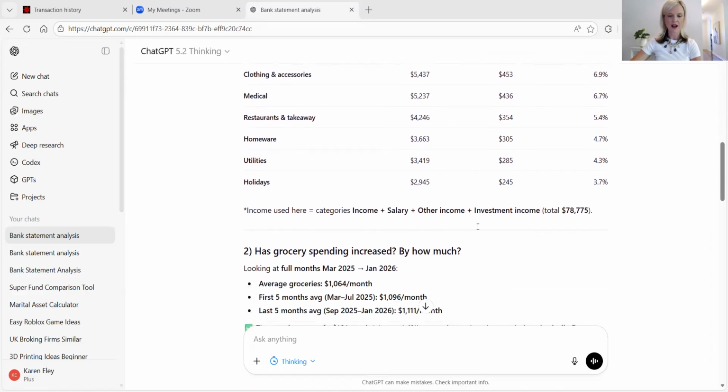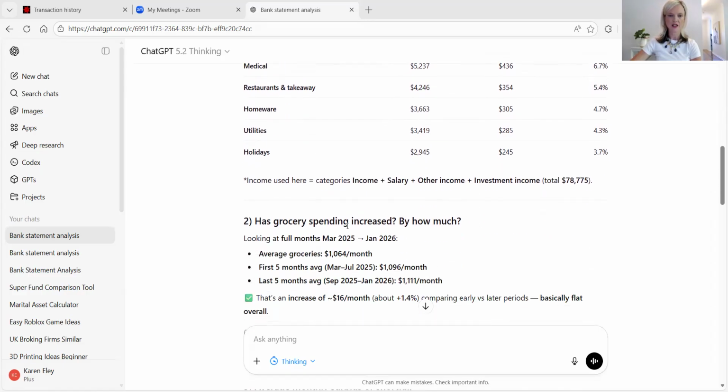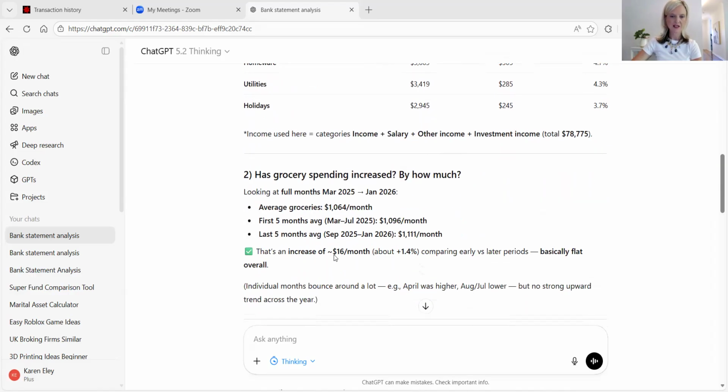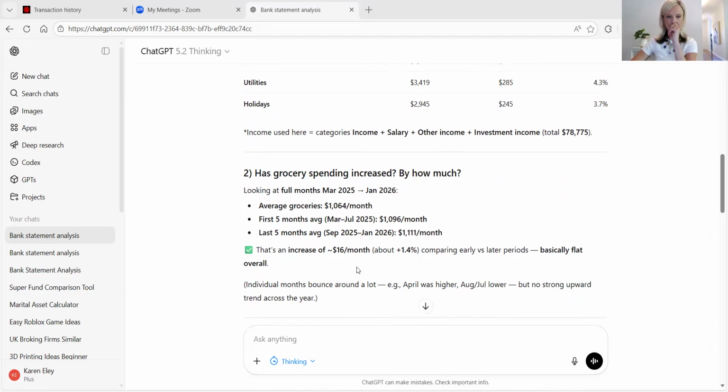Fantastic. So it's answering the question, has my grocery spend increased and by how much? Well, this is surprising. It's an increase of $16 per month, or about 1.4%. So I thought it would be a lot higher than that. It definitely feels higher than that, but that's the benefit of doing this, having a look at what the data is actually telling us.